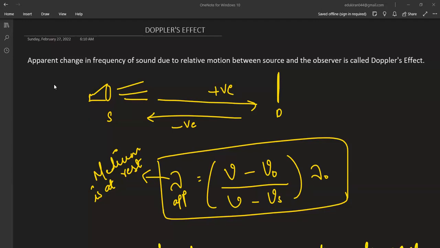Ma'am, V is the velocity of the source? V is the velocity of air. 320, we take 330. Usually we take 330 meters per second. Source is this. Okay.